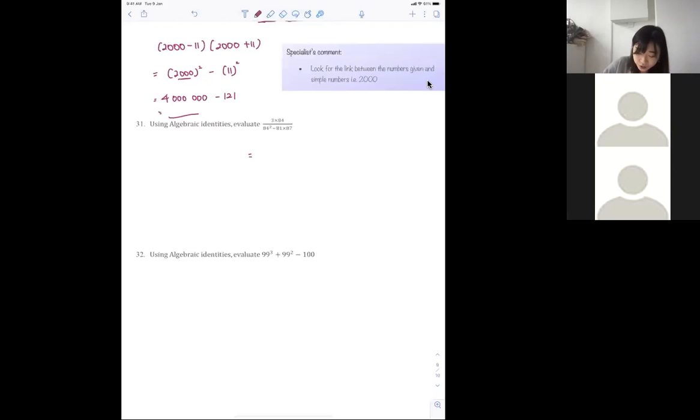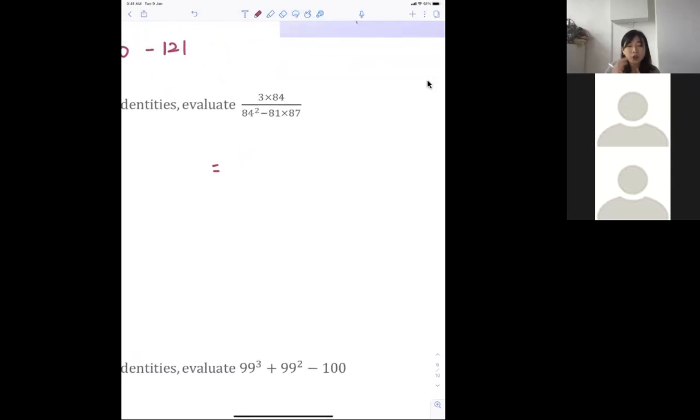All right. So this one, instead of going to 1SF, I go to 84. Why 84? Because you see here 84, here also 84. Then I try to change everything to 84. So let's see, the bottom. 81 is 84 minus 3. Am I right? 81 is 84 minus 3.